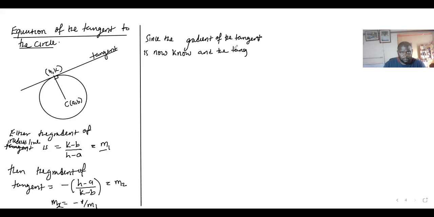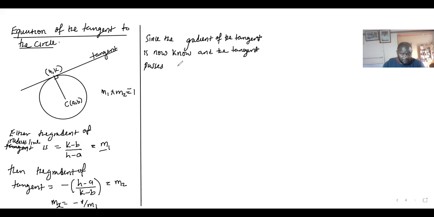So is the gradient of the tangent negative? It's because for perpendicular lines, M1 times M2 is equal to -1. You recall? Yes, sir. That's why I'm using that. Sorry, I thought we were good experts in coordinate geometry, but it sounds like some of you are not.